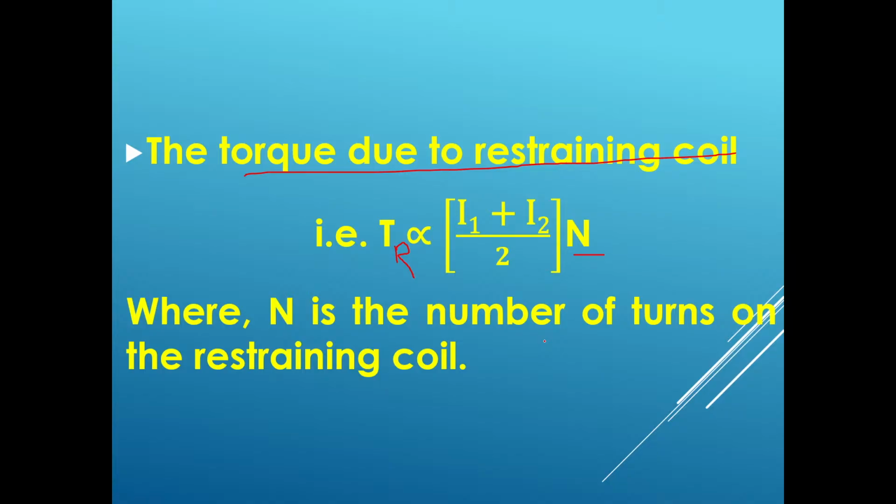Similar to the previous case of the current differential relay, here also, if any external fault occurs, then the relay will not operate. If any internal fault occurs, then the differential current will flow through the operating coil and the average current will flow through the restraining coil. This differential current will become greater than the average current, and hence the relay will operate.